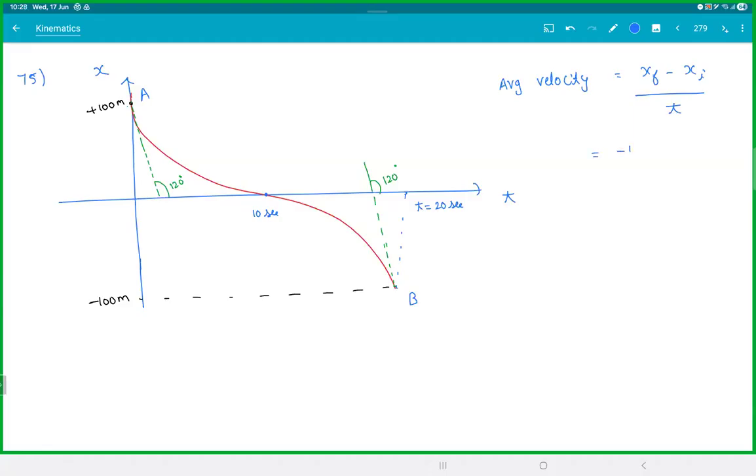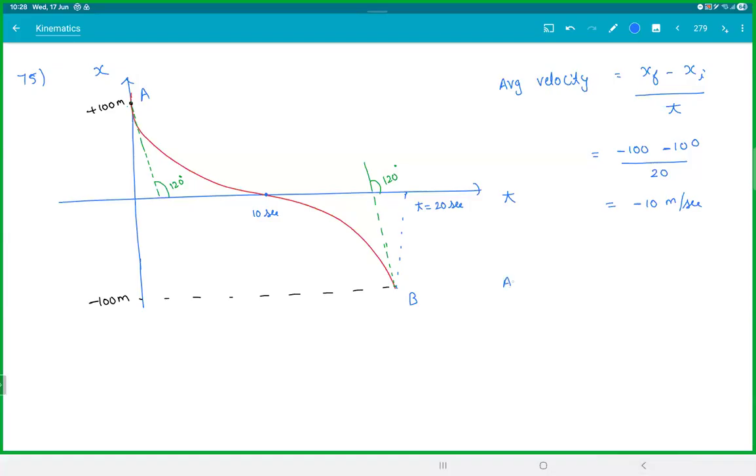What is x final? Minus 100. What is x initial? 100. What is time? 20 seconds. So what is this? Minus 200 by 20, minus 10 meters per second. Make sense? That's it. We really don't care about anything else. People look at that curve and they think, oh, we should do something about it. You need not do anything.